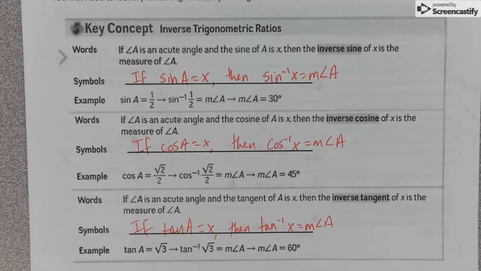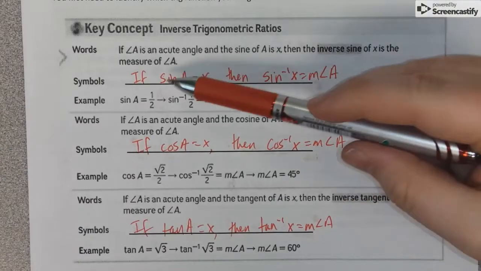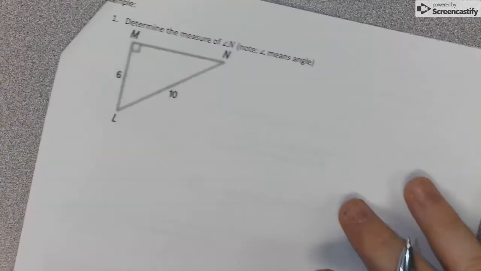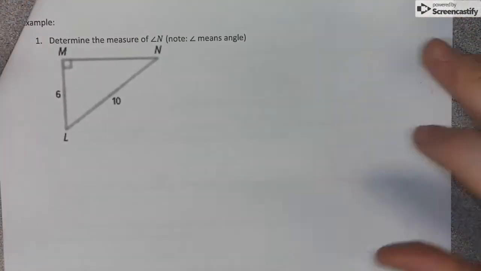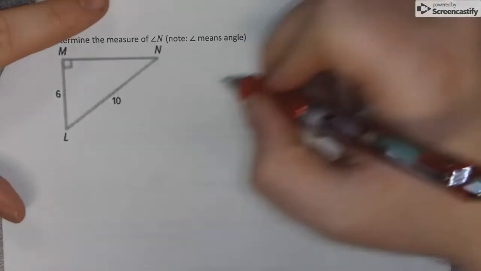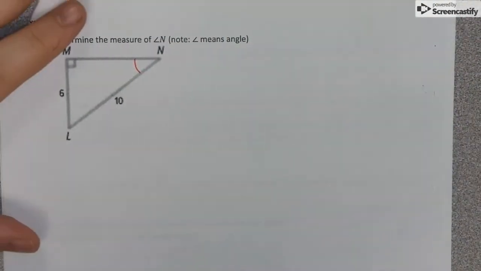So you will want to know which of the 3 trig functions you have. Do you have a sine relation, a cosine, or a tangent? And that will allow you to take the appropriate inverse. So let's look at an example of this. In this example, they say determine the measure of angle n. So here's angle n, and let's identify what information we're given.